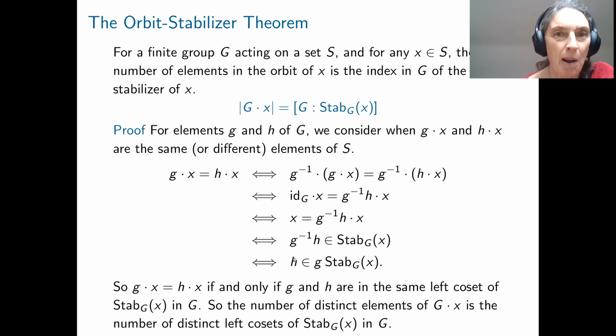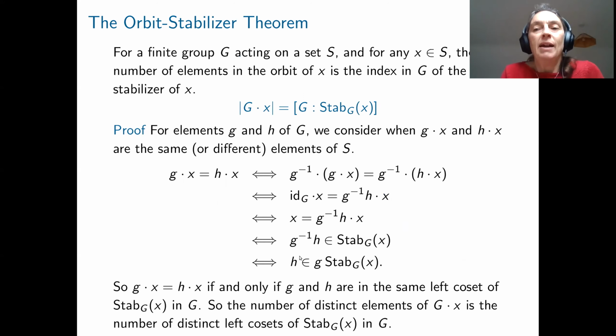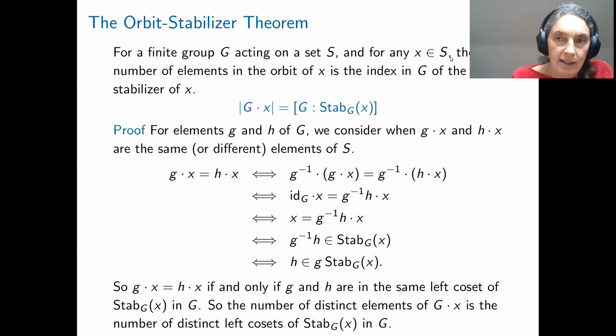Okay, our main theorem, as promised, is the Orbit-Stabilizer Theorem. What it does is relate the number of elements of the orbit of some element to the index of its stabilizer in the group. So the setup is we've got a finite group acting on a set S. For any element X in the set being acted on, think of a vertex of your pentagon, dihedral group of order 10 acting, the number of elements in the orbit of X is the index in the group of the stabilizer of X. Okay, so there's a lot of language here.